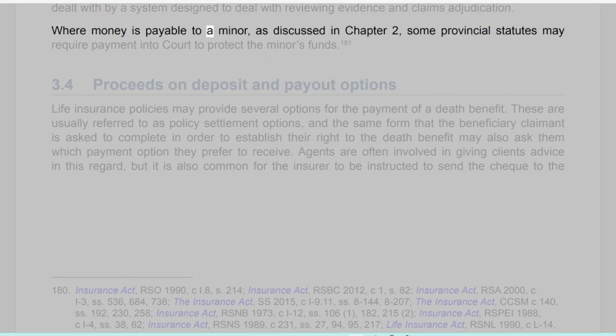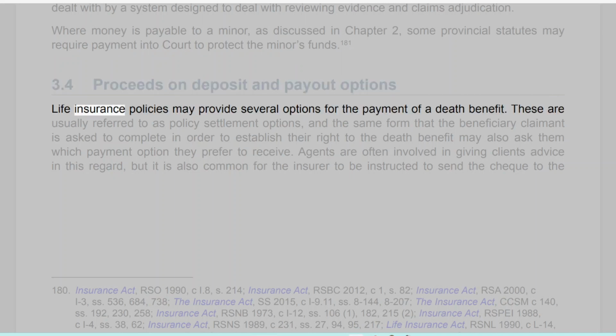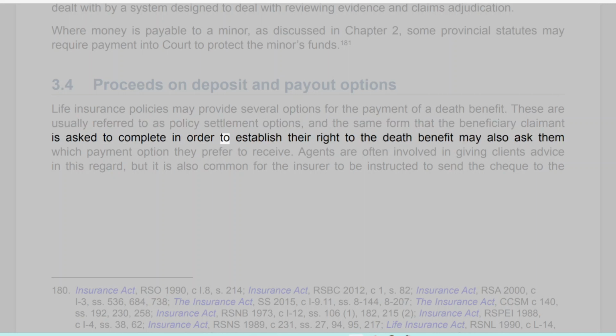Where money is payable to a minor, as discussed in Chapter 2, some provincial statutes may require payment into court to protect the minor's funds. 181. 3.4 Proceeds on deposit and payout options. Life insurance policies may provide several options for the payment of a death benefit. These are usually referred to as policy settlement options, and the same form that the beneficiary claimant is asked to complete in order to establish their right to the death benefit may also ask them which payment option they prefer to receive.